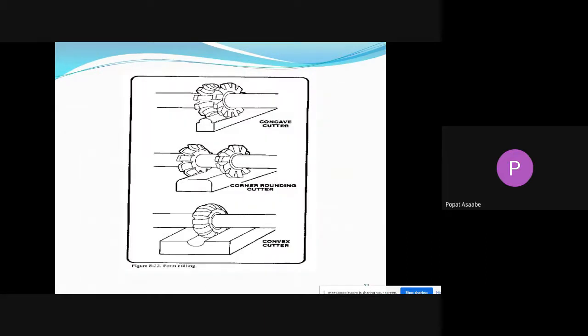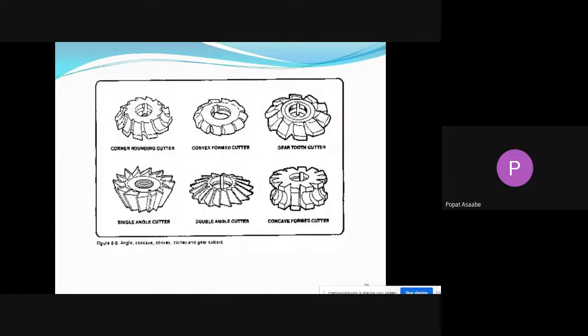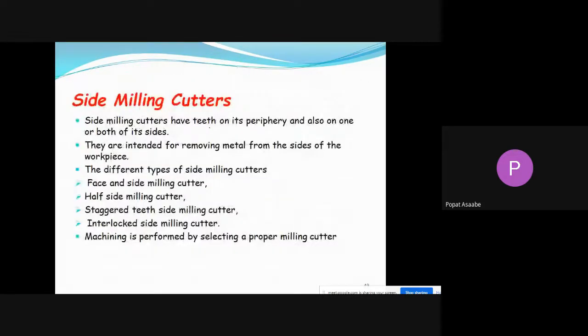I will show you. See, this is the form milling cutter, and it is mounted on the arbor. This is the arbor, this is the workpiece here, and with the help of that cutter we have produced a concave shape here. And this is the round cutter, and this is the convex cutter. This is the convex shape we have generated here.